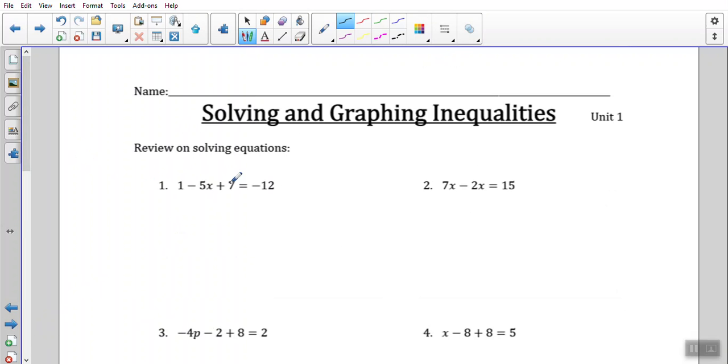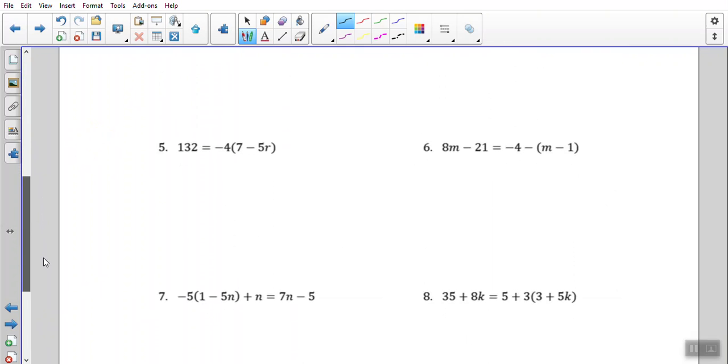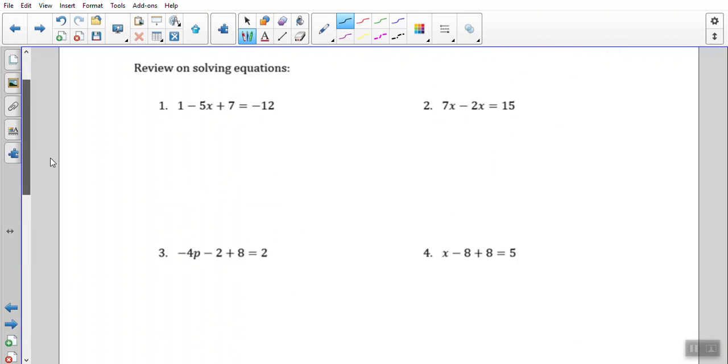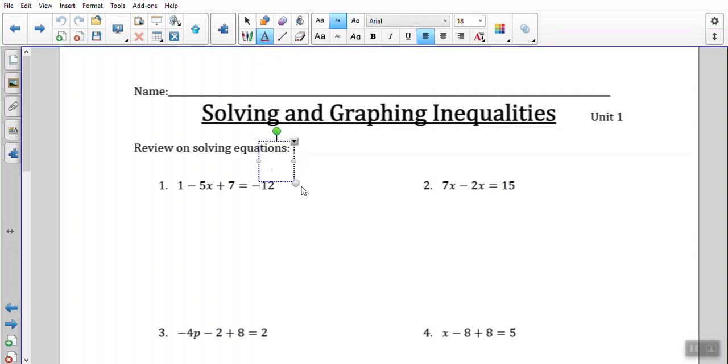Alright, so I have a review here on solving equations. Again, this is a review. This is from Algebra 1. I'm not going to go through each one of these just for time purposes, but I will just say, right here, what are the 3 things we have to be careful for when we're solving equations.